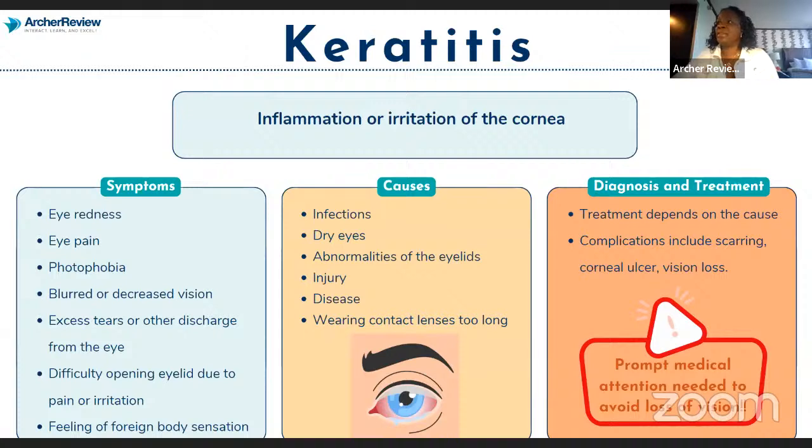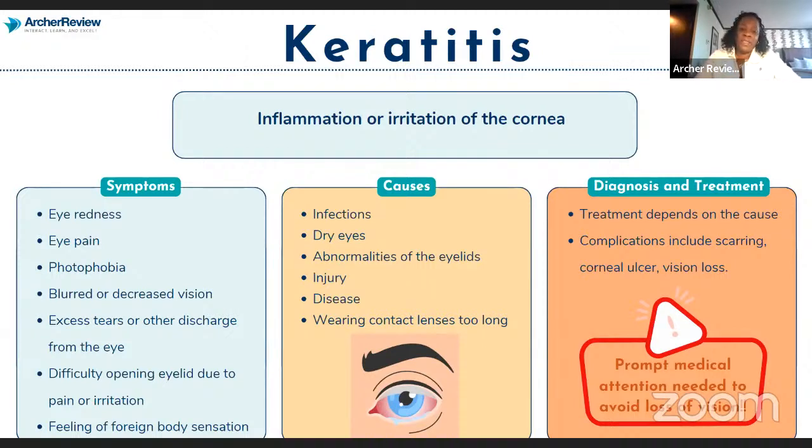Keratitis. That's inflammation or irritation of the cornea. So what you would see with keratitis is eye redness or eye pain, photophobia. They have blurred vision, excess tears or discharge from the eye. Sometimes they have difficulty opening the eyelid due to pain or irritation. And it sometimes may feel like something's in their eye. So the patient feels themselves blinking all the time because it feels like something's in their eye.